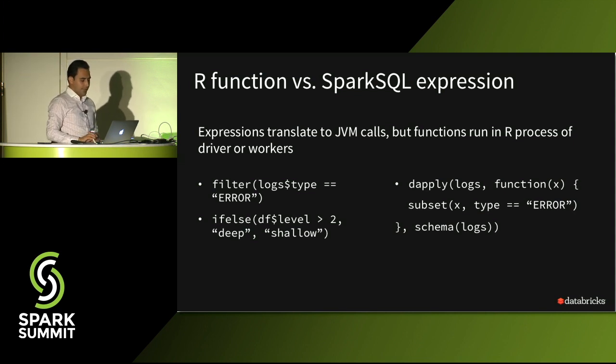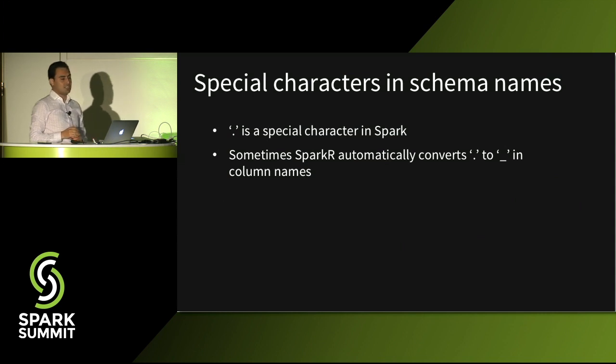Okay, next is special characters in schema names. The root cause of this is that dot is a special character in Spark data frames because Spark supports hierarchical or basically nested data. Spark SQL supports nested data, so you can have a data frame that has a column with subtypes, sub-elements, and each sub-element could be an array or a list, right? So basically, dot is used to do the nesting. But in R, dot is just a normal character. So you can have a function that has a dot in its name. You can have a variable that has a dot in its name.